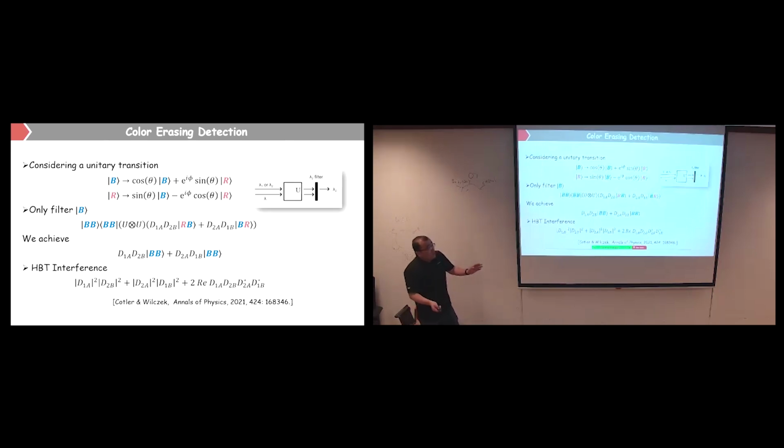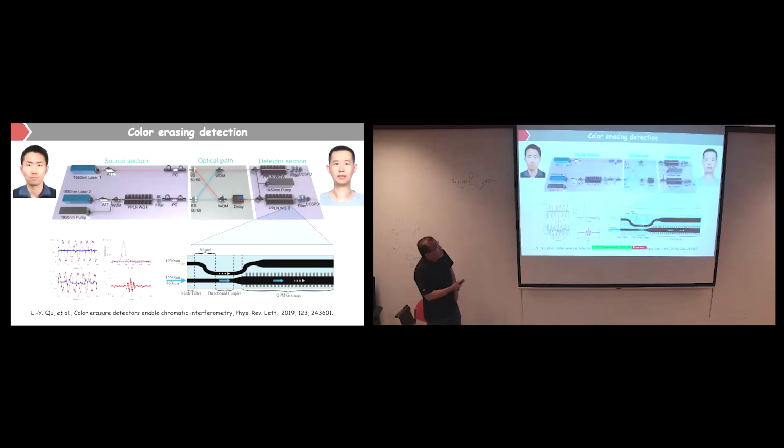Then you can measure the HBT in the parameter. But if you are familiar with nonlinear optics, you will know this is just like sum frequency generation, like what we did with the PPLN waveguide. So Mingyang and Luoyuan used our PPLN waveguide to observe this kind of detection. It's called color erasing detection, and we observe the HBT effect here.